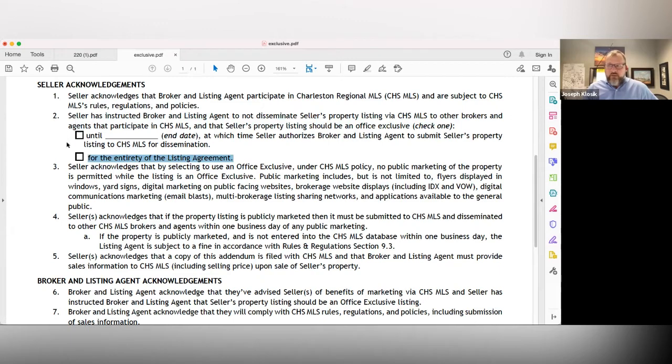This is our coverage that we had before, basically, that said we don't have to put this into the MLS until X date. This does not cover you for public marketing. I want to be very, very clear. This does not override the public marketing. This basically says I have a valid listing agreement in place, protected. People cannot go behind the sign, so to speak, even though there isn't one. But this says until this date, it will not be disseminated.